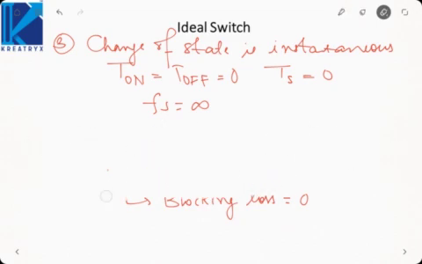The next property of an ideal switch is that it does not require any energy to turn on and turn off.